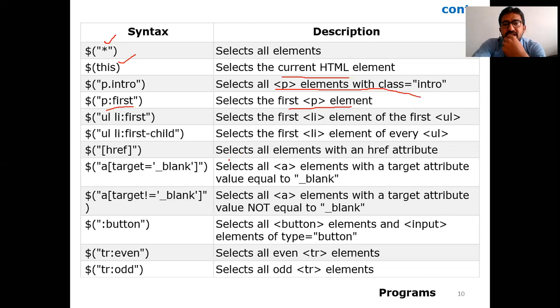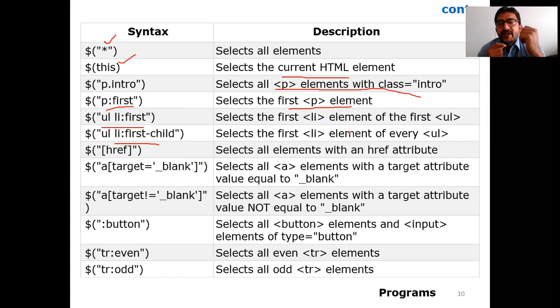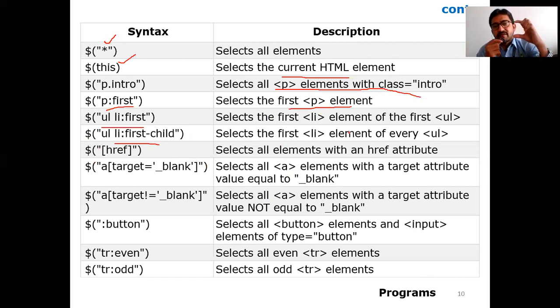Another selector is ul li first. In an unordered list, for the first li, if you want to change it, you can access only the first one. And first child means what? It selects the first li element of every ul. Every ul means you have different uls.